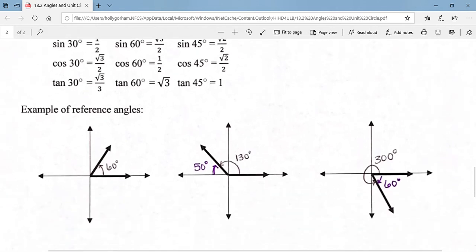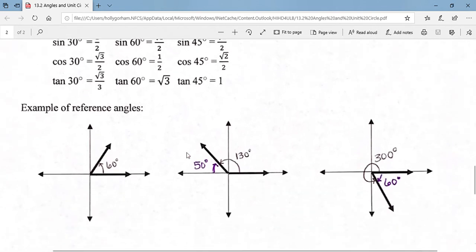Now, let me talk about reference angles real quick. So the idea is this: if you have an angle that's like this, like 60 degrees, that is the angle. That's the reference angle. But here, notice that when you have 130 degrees, the difference between that and the x-axis, because this is a straight line, which would be 180, 180 minus 130 leaves us with 50 degrees right here. That's the reference angle, which means we could use 50 to find anything we need about 130.